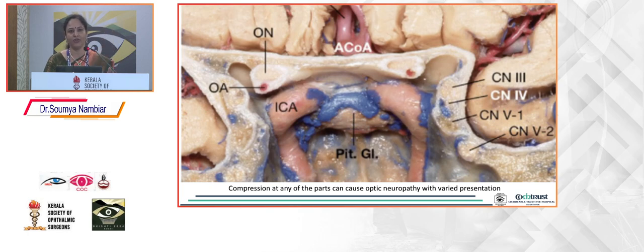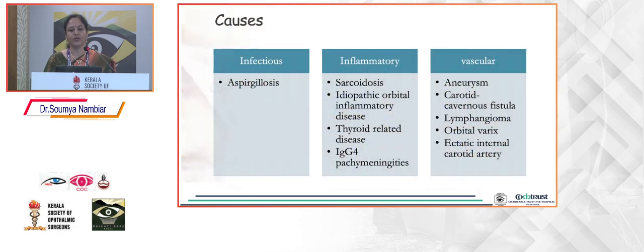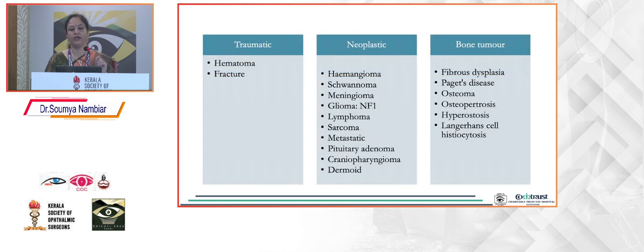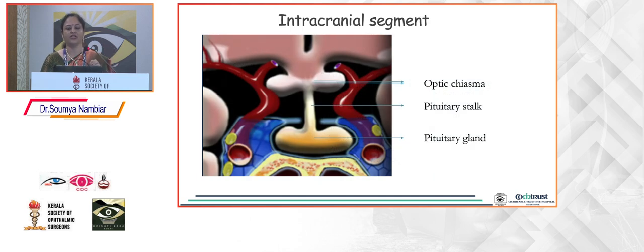And this is the coronal view of a dissection. When you have a coronal view radiologically, you can see this picture. You can see the optic nerves, the internal carotid artery and the pituitary gland. So any infection, inflammation, vascular cause, trauma, neoplasm, or bone tumor can cause compression. Let's see each of these one by one.